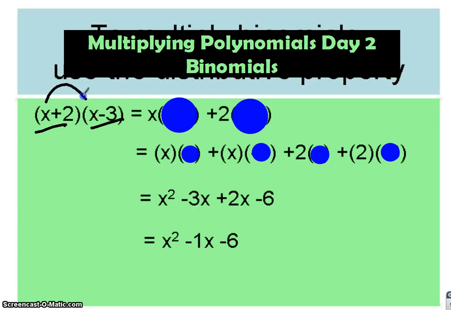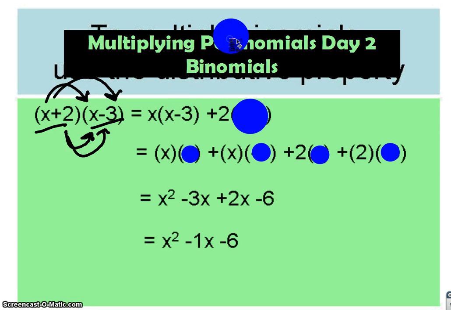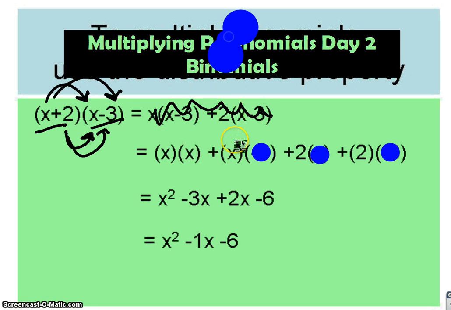You're going to take your x and multiply it by everything in the second set of parentheses. Then you're going to take your 2 and multiply it by everything in the second set of parentheses. So this is going to become x times x minus 3 and 2 times x minus 3. We won't be writing this part of it, so don't worry about that. But it's going to become x times x plus x times negative 3, 2 times x, 2 times negative 3, which gives us x squared minus 3x plus 2x minus 6.